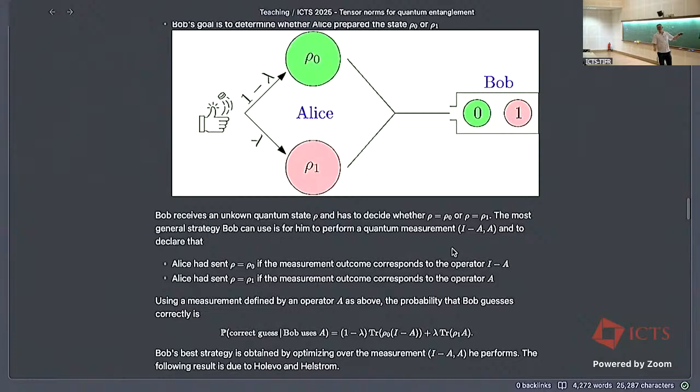So this is the most general thing Bob can do. Basically, his strategy will consist of choosing a good operator A. And what does good mean? He wants to maximize the probability that he guesses correctly. So what is that probability? It's a conditional probability depending on what Alice did. If Alice has sent rho 1, which happens with probability lambda, then by the Born rule Bob guesses correctly with probability trace of rho 1 times A. In the other case, if Alice has sent rho 0, then again applying the Born rule, Bob guesses correctly if the outcome corresponds to the operator identity minus A. So it's trace of rho 0 times identity minus A. This is just the Born rule corresponding to Bob's strategy A.